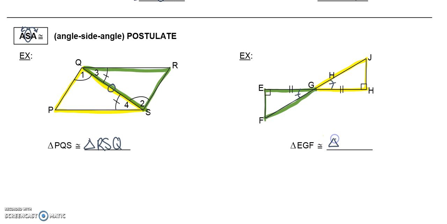So when I'm listing out that triangle congruence statement, I'm comparing the green to the yellow. Green starts with E. E is the right angle. H is the right angle. It goes to G. G is the vertical angle. This should not be there if it's there on your worksheet. Sorry. And then ending with J. So triangle EGF is congruent to triangle HGJ.